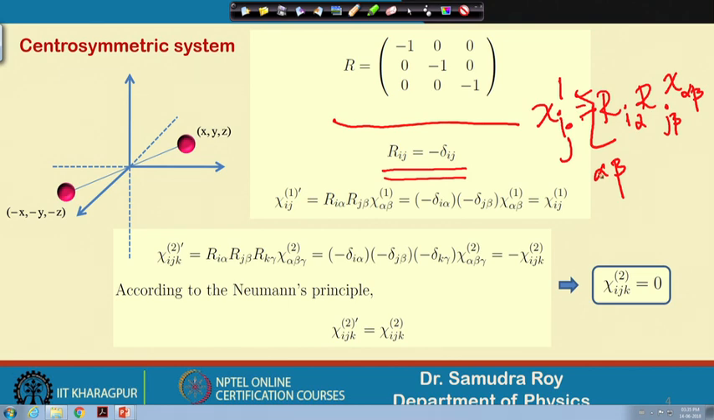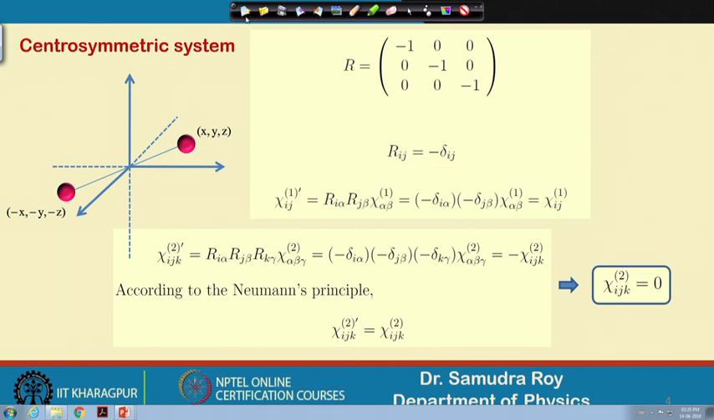So, just using this rule, this is the rule that we have already discussed in our previous classes. Exactly the same thing is written here, and if I now use this rule, you can readily see that for χ_ij, the first order susceptibility, it is not going to change. Whatever value we have, after the symmetry operation this value will be the same.